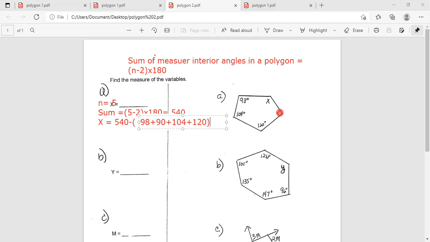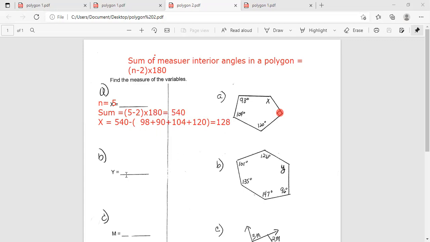Grade 8, grade 7? No. So the answer will be what now? Could you please tell me? 540 minus 98 plus 90 plus 104 plus 120. Right? So the answer will be equal 128. So this is the first question.